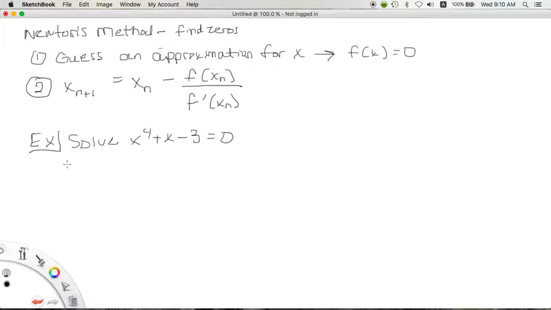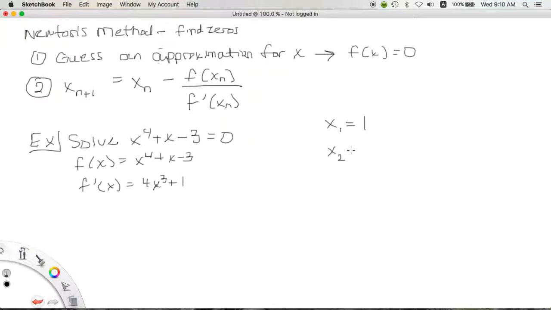Okay, so here's our function, and our derivative is, of course, 4x cubed plus 1. So where do we want to start? Well, you can look at your graph and pick a starting point if you want, and I'm going to choose my x1 to be 1. Now, are you all going to choose the same x1? No, not necessarily, but should you all end up in the same place? Yes, it just may take you longer to get there.